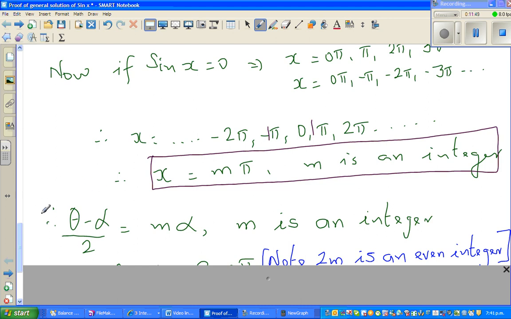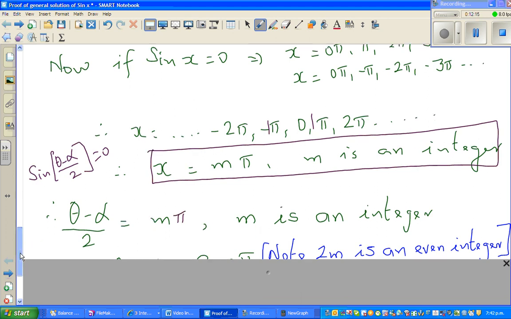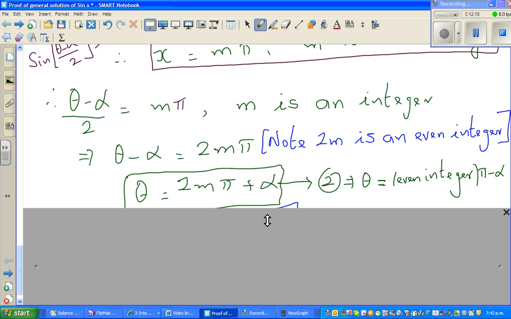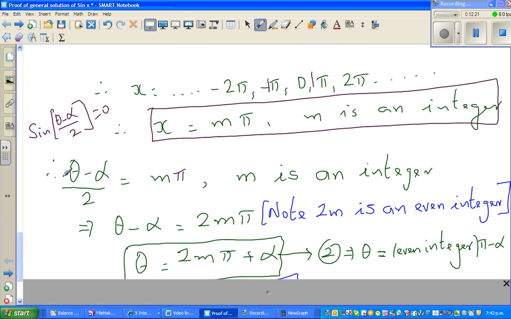So using the same logic, we can say the same thing if sine of (theta minus alpha) over 2 is equal to 0. This would become m pi, where m is an integer. Okay, so what will happen? If you multiply this side with 2, you also multiply the other side with 2 to cancel this 2. So I can say theta minus alpha is 2 m pi.